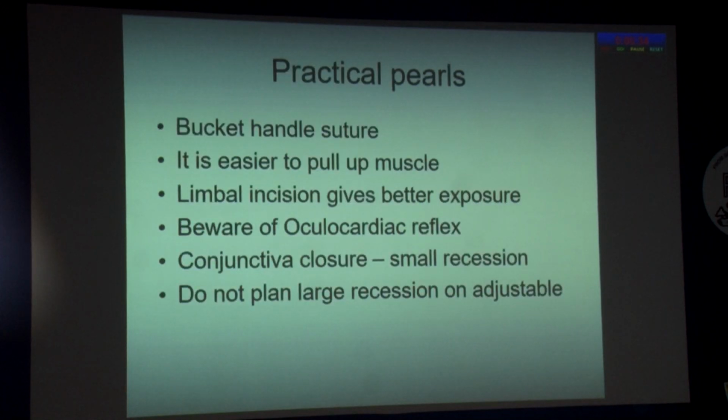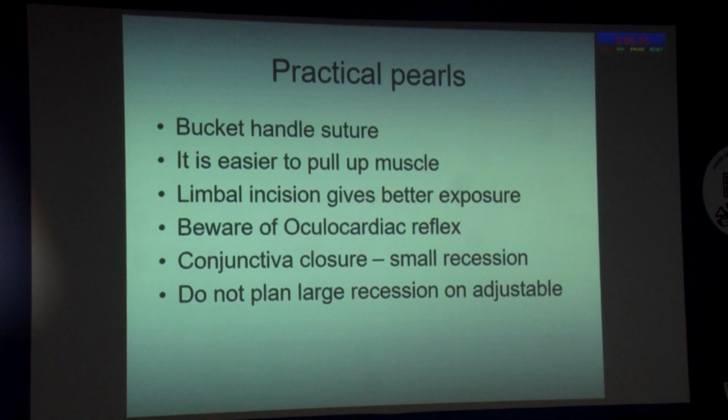So what are the practical pearls? You should probably have a bucket handle suture to use the muscle to manipulate the eyeball when you are adjusting, because sometimes that becomes painful. So having that suture, which is just kind of a loop through the sclera, helps. Your assistant can move your eye with that using a bucket handle without touching anywhere in the eye.